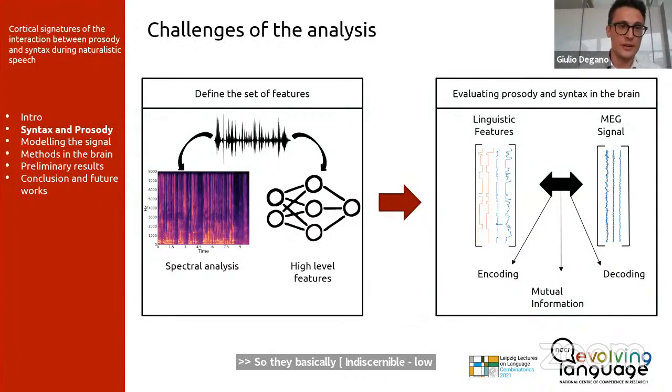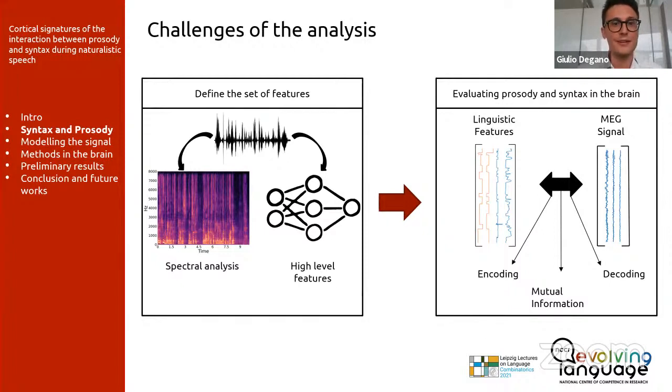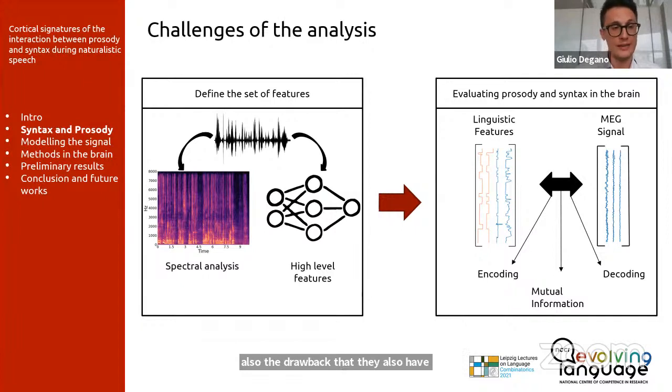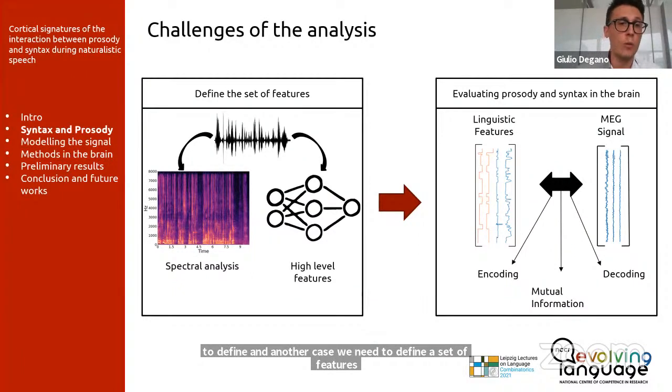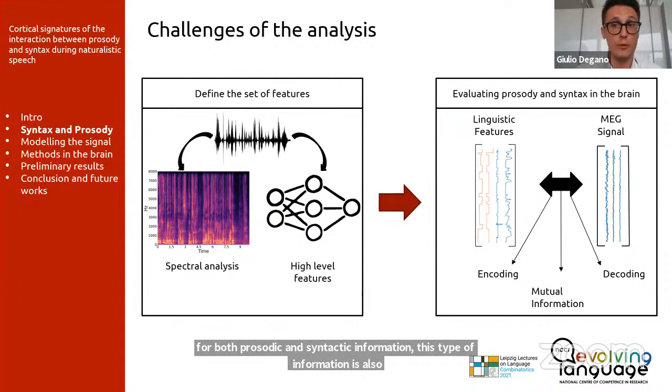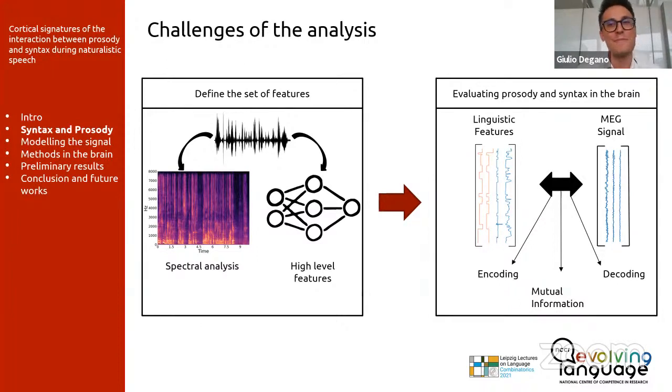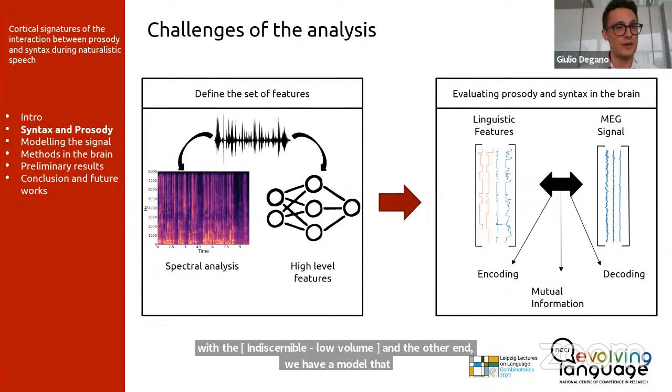This type of experiment, of course, gives us a lot of power in terms of the amount of linguistic features that we can decide to model from our speech signal. But there is also the drawback that they're hard to define. In our case, we need to define a set of features for both prosodic and syntactic information. This type of information also lies on a completely different level in terms of abstraction. On one side, we have a set of features that is embedded in the physical properties of the stimuli, such as prosody. On the other hand, we have a model that needs to capture a type of information that is way more abstract.